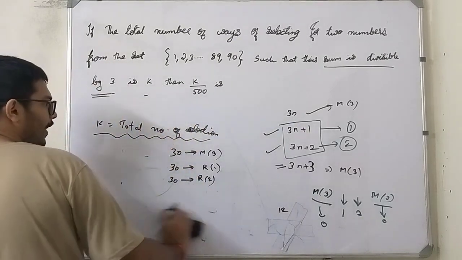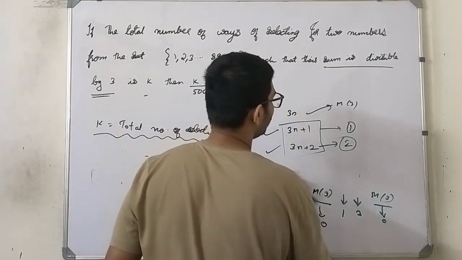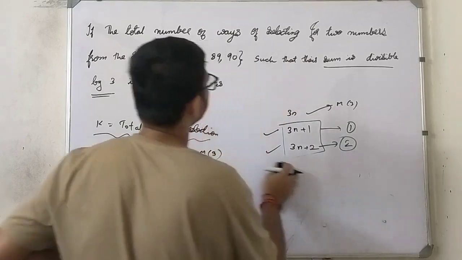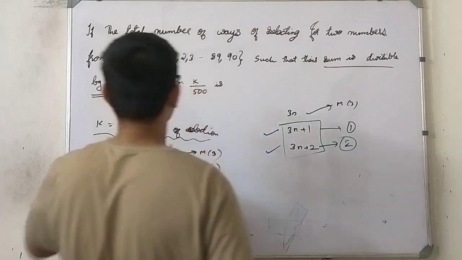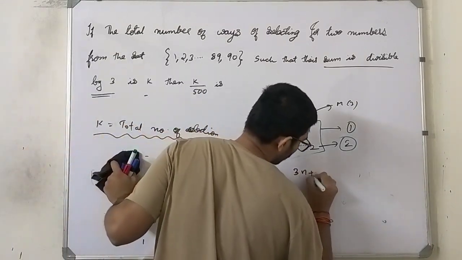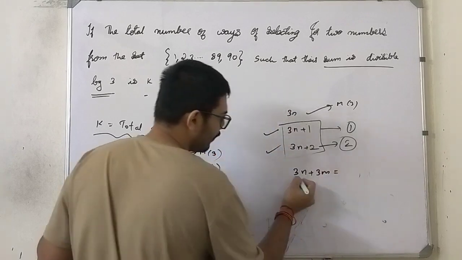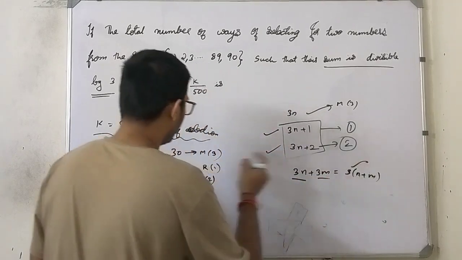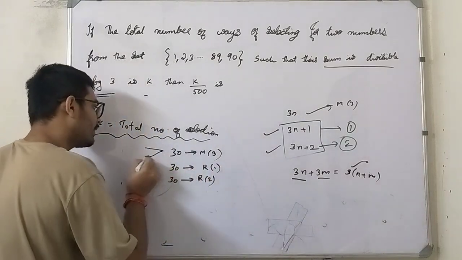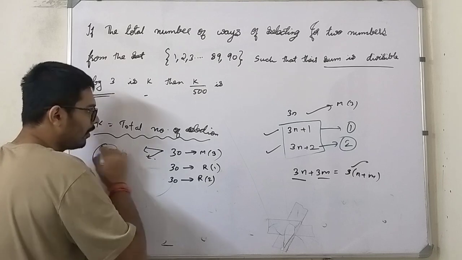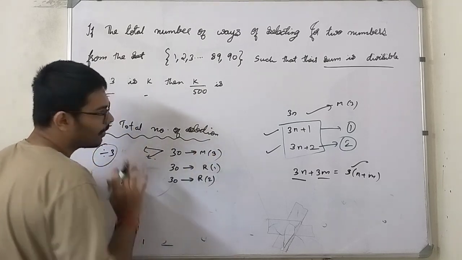How many possible ways can we select numbers so that the sum is divisible by 3, which means the remainder is 0? Now, if I take two multiples of 3 and add them, it will be a multiple of 3, which means if you take any two from this case, the sum will always be divisible by 3. So, I can take any two numbers from this case.